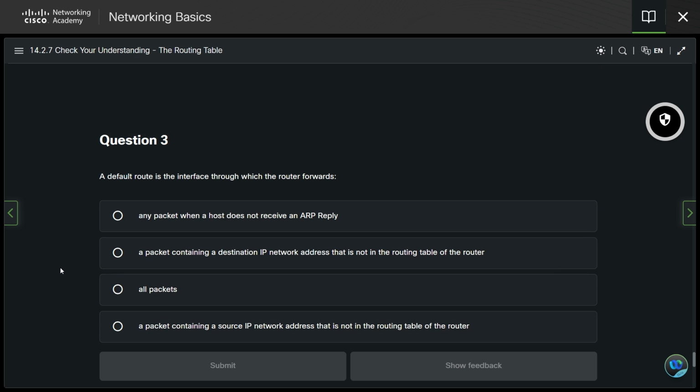A host will use the destination MAC address of the default gateway for any packet that is destined for a different network. Question 3. A default route is the interface through which the router forwards any packet when a host does not receive an ARP reply. A packet contains a destination IP network address that is not in the routing table of the router.